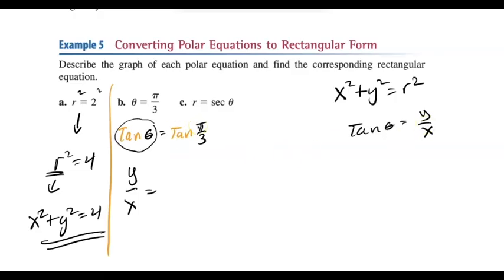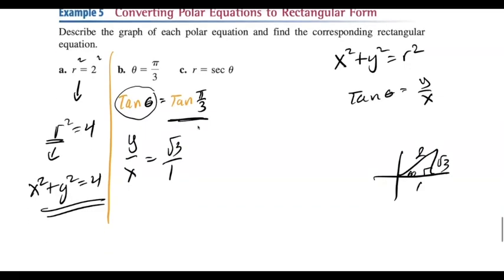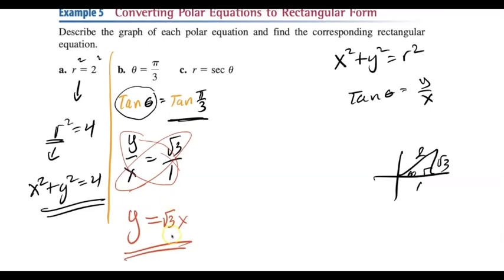Tan of pi over 3, we can figure that out. Pi over 3 is a 60-degree angle. Radical 3, 1 and 2. Tan is opposite over adjacent, so radical 3 over 1. Right here, we have equal signs, so we can just cross multiply. I get y equals radical 3 x, or x radical 3. And that's our equation. That's just going to be a line with the slope of radical 3. So there's that one. Okay, how about C?